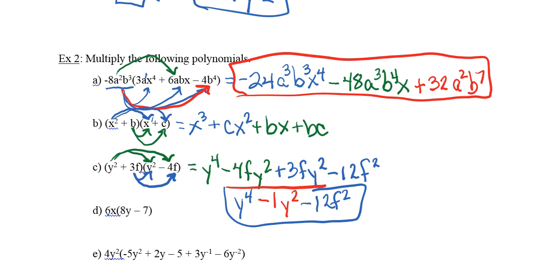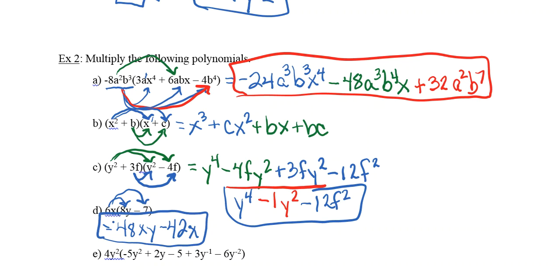So here I have a monomial times a binomial. So I just have to do this process twice. 6 times 8 is 48. No other x's, so the x tags along. No other y's, so the y tags along. 6 times negative 7 is negative 42. And the 7 doesn't have any variables, so my x for my 6 will tag along. X, y, and x are different, so since they're not like terms, I am done.